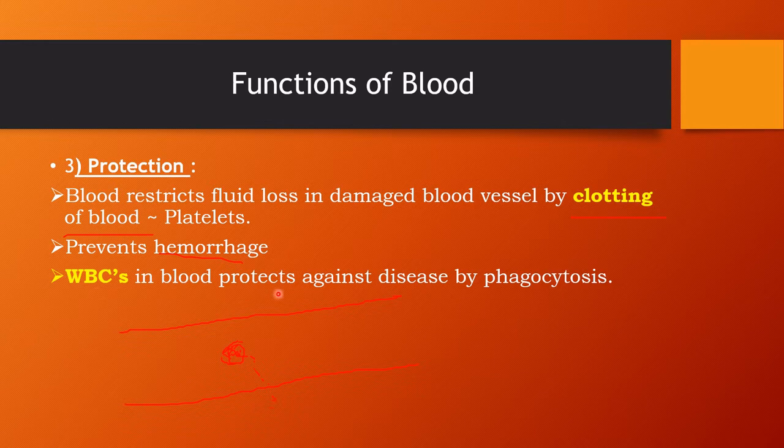WBC in blood protects against disease by phagocytosis. So this is also part of immunity. Whenever there is an infection or whenever any foreign particle or foreign, let's say bacteria enters in our bloodstream, then WBC will absorb or engulf those bacteria with the help of phagocytosis. Again, we will see in detail about phagocytosis.